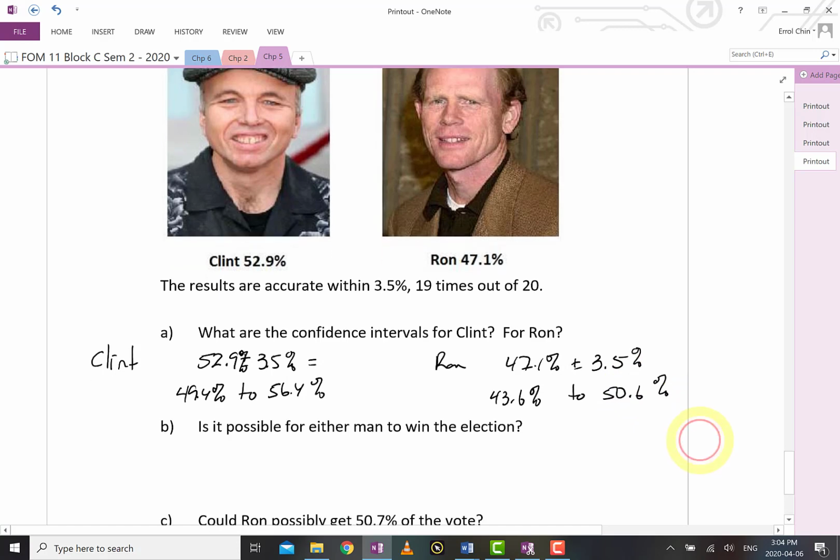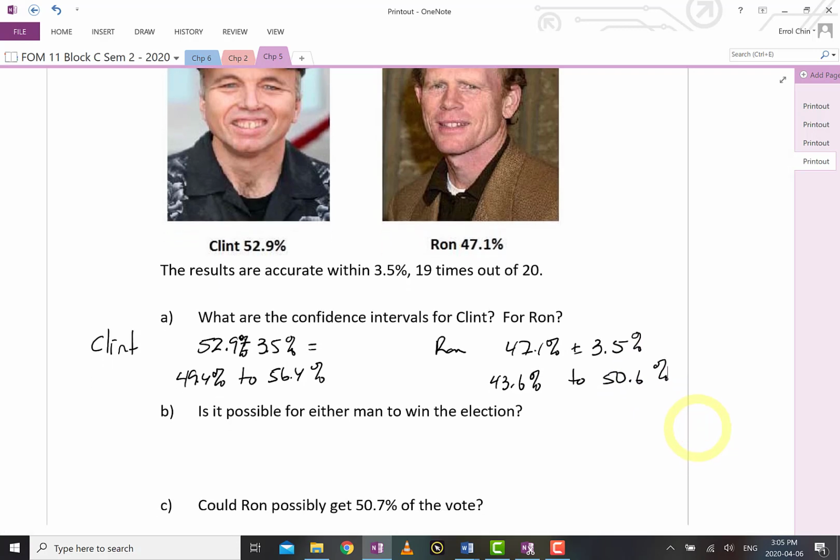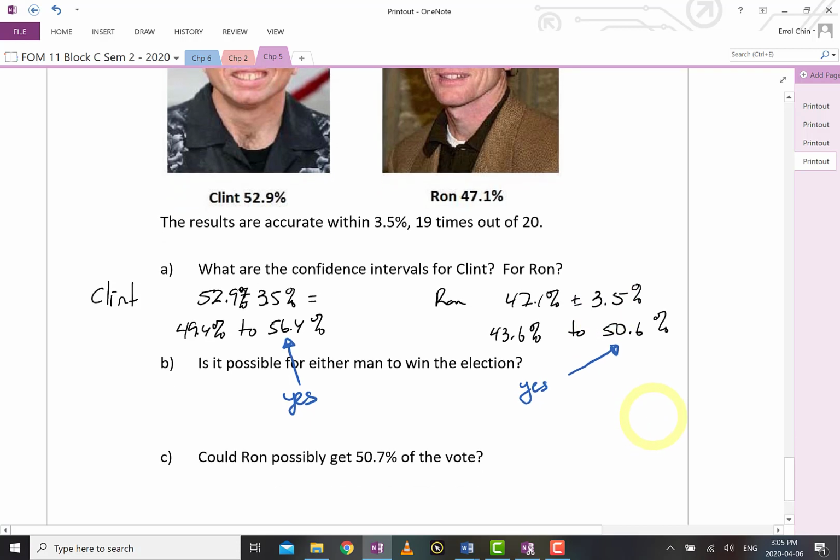Is it possible for either man to win the election? Well, the answer is yeah. Here, there's a high possibility that he's going to get more than 50%. Ron Howard, on the other hand, there's a slight possibility, right? Because he's got higher than 50%. So yeah, there's a chance that both of them win.